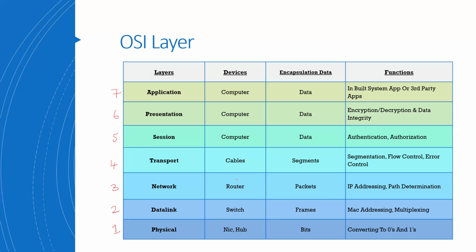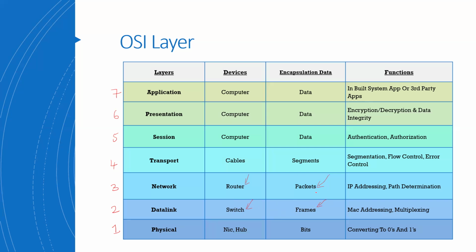Mainly in the network layer, we are going to use a router, and data is going to travel in the network layer in packets. And in the data link layer, we are going to mainly use a switch, and data is going to travel in frames.